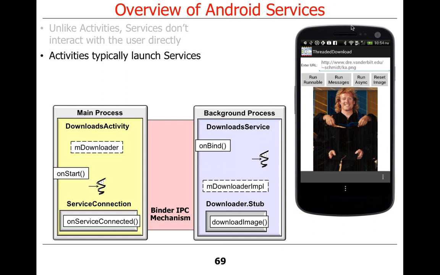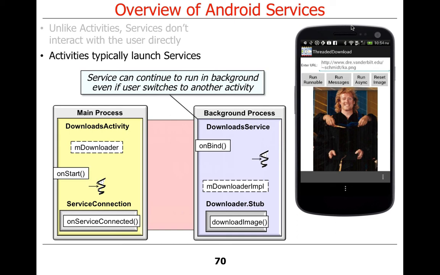Typically, activities launch services. And we'll see there's a couple different ways to do it we'll look at in just a minute. So you'll typically have an application that has an activity in it, and usually it'll start the service on demand. There are some services that are always running that are called system services, but we're not going to program them. We're going to be focusing on programming application level services as opposed to system services.